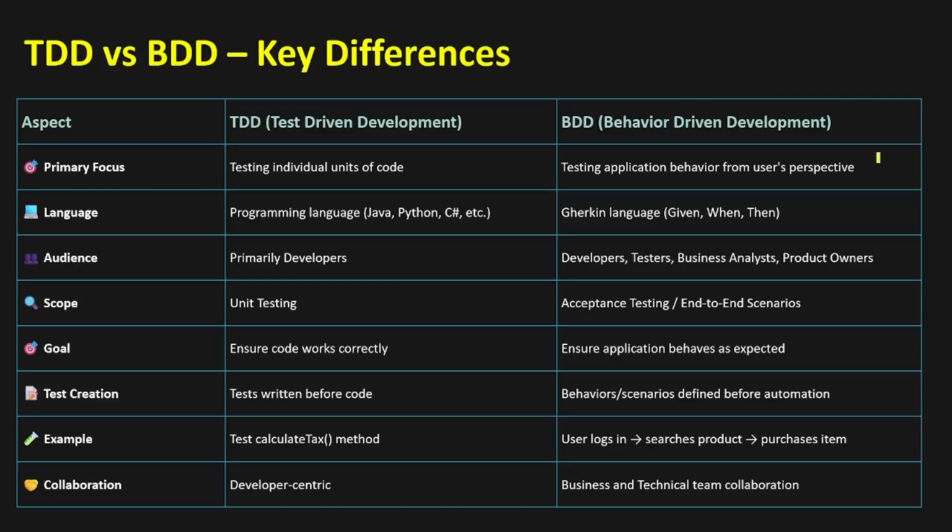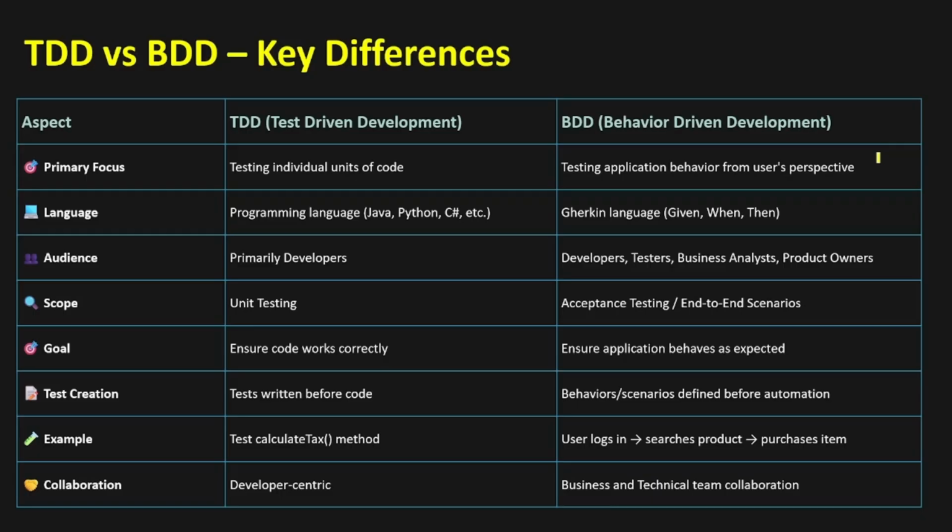With respect to goal, TDD focuses on code correctness. It ensures that a code works correctly. However, BDD focuses on application behavior. Is the application behaving as expected, is the user's need from the application getting fulfilled, is the behavior correct, right? So BDD is more from the user's perspective.